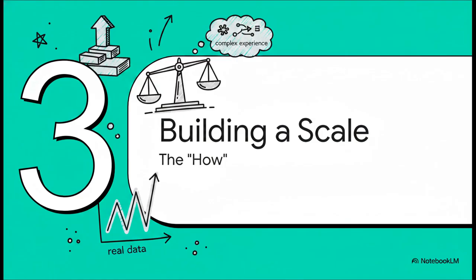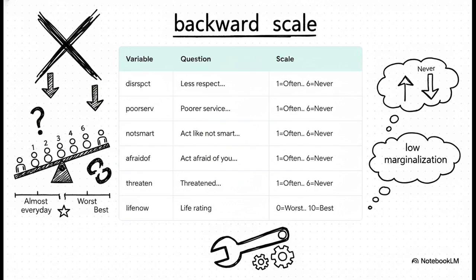All right, enough with the theory. It's time to see how this stuff actually works in the real world. Let's move on to the how and roll up our sleeves. We're going to build a scale, step by step, using actual data to try and measure the complex experience of marginalization. Okay, here's our raw material from the General Social Survey. We've got 5 questions about different experiences of discrimination, plus 1 about life satisfaction.